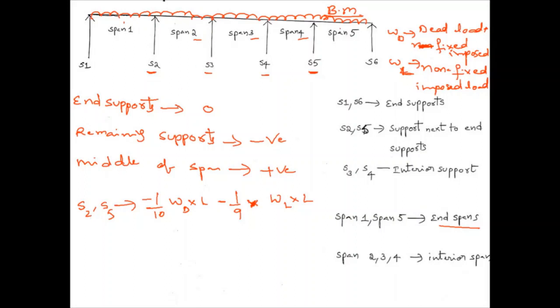Now if you take the interior supports, that means S3 and S4, then at that point the bending moment will be -1/12 WD into L minus 1/9 into WL into L. So like this we have to determine the bending moments.